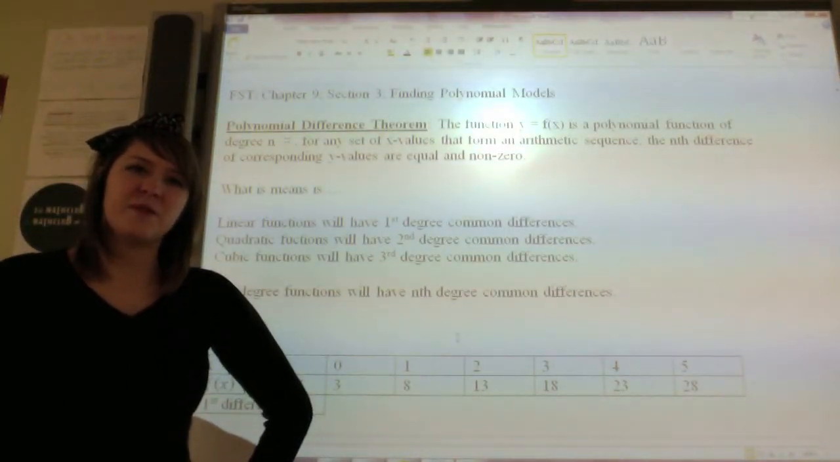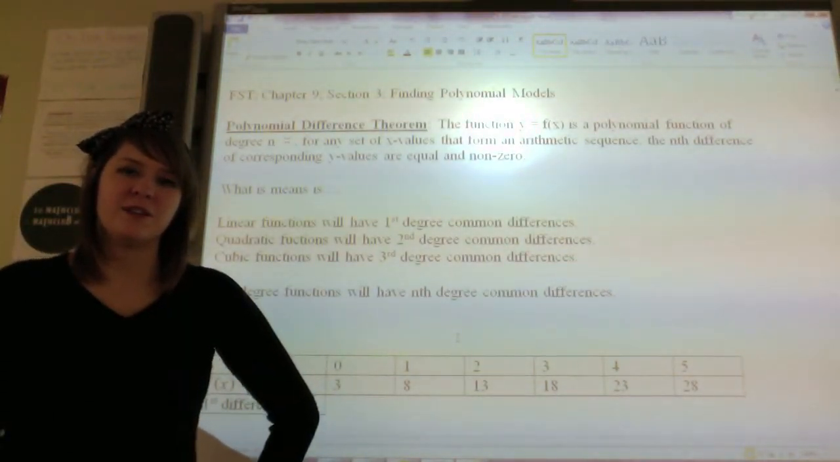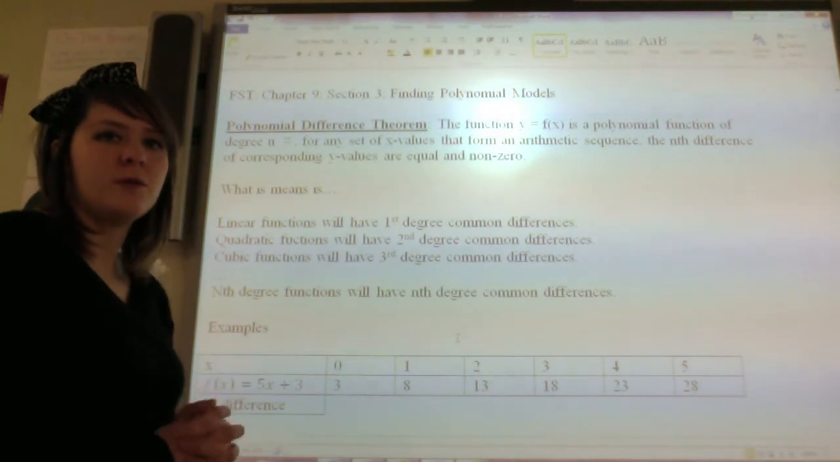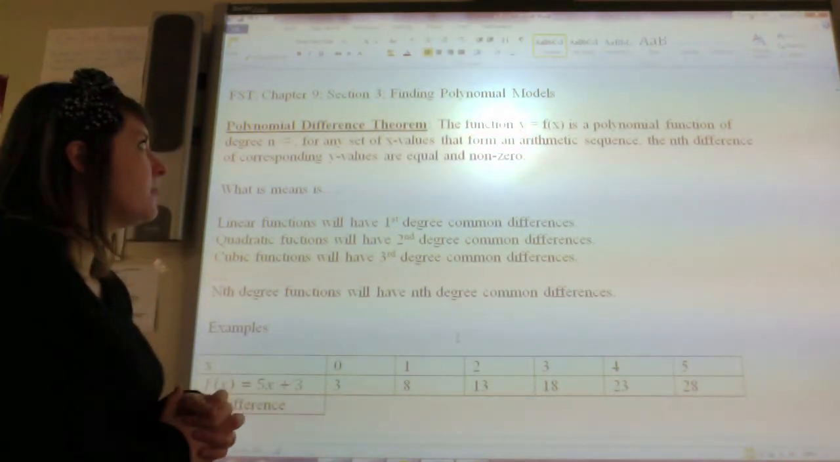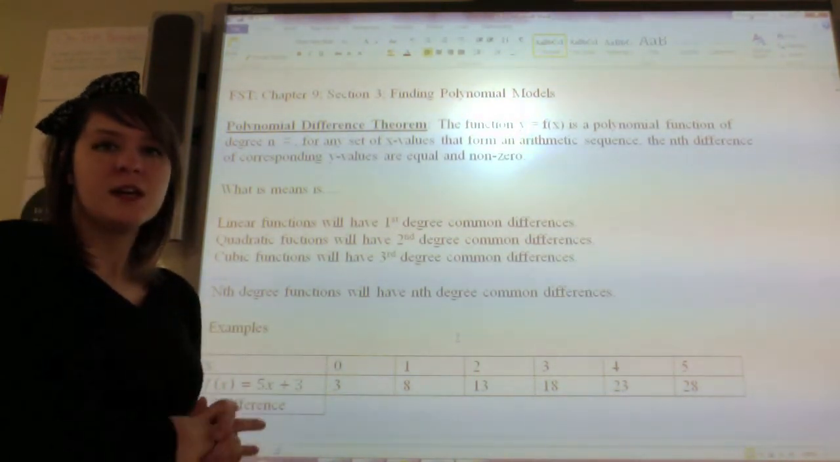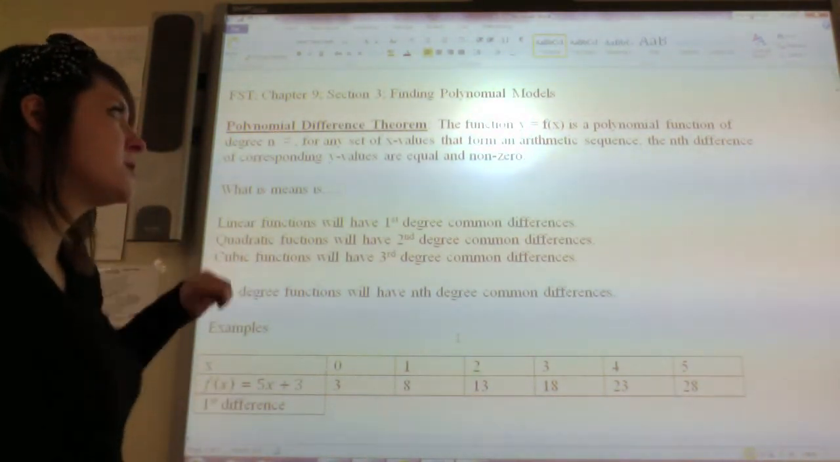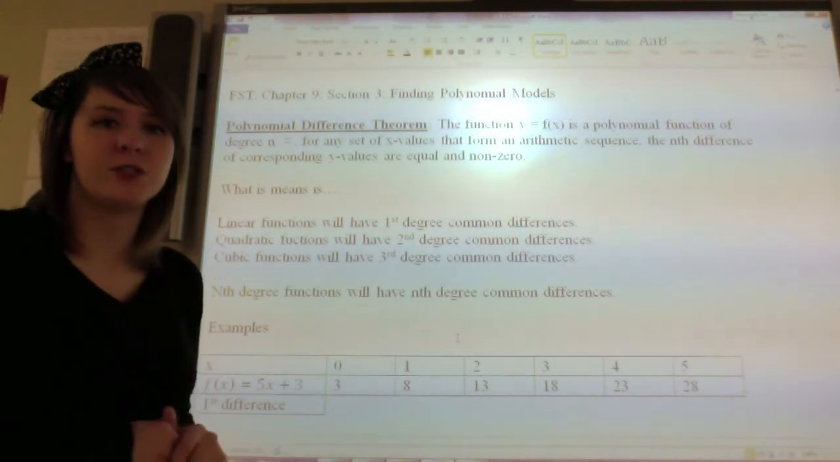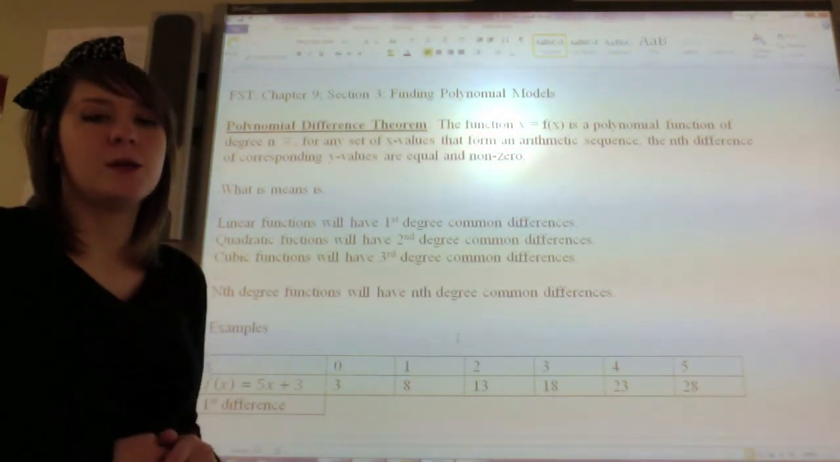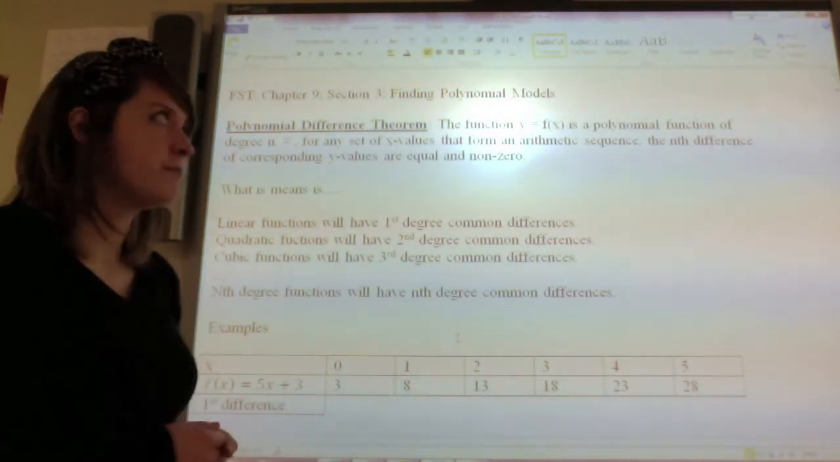Hey guys, today we're doing the polynomial difference theorem. So we're doing section 3 for chapter 9, which is finding polynomial models. And the main part of this is just using this polynomial difference theorem to determine what type of polynomial function we have so that we can model it using a polynomial equation.